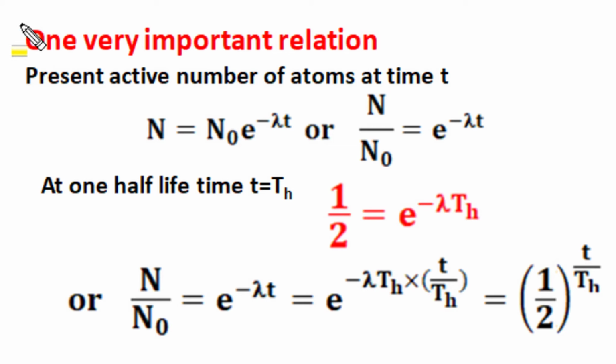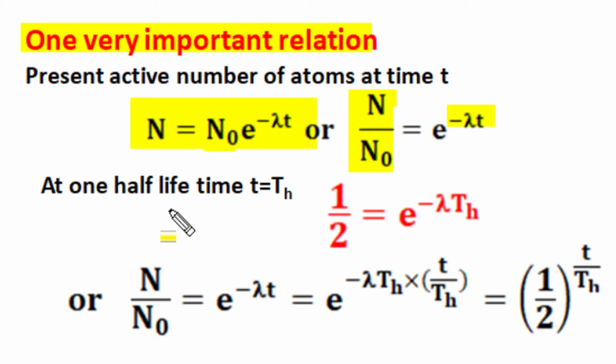We can derive a very useful relation for numerical calculation. The present number of radioactive nuclei at any time t in terms of the initial number N₀ is given by this relation, where lambda is the decay constant. So we can say the ratio of present number and initial number of a radioactive substance is equal to e raised to power minus lambda t. Now at the half-life time period, t equal to T half, this ratio becomes half of the initial number, so the ratio becomes half, and half is equal to e raised to power minus lambda T half.